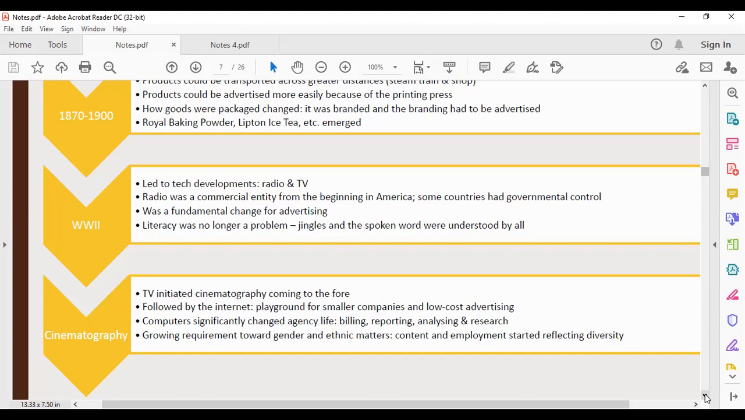Then growing requirements towards gender and ethnic matters, content and employment started reflecting diversity. So now there was a paradigm shift. There was a change. More gender-conscious advertisements were coming up. In the beginning, it was more of male domination, but now things were starting to change a bit. Even ethnic matters were changing a bit, where the Caucasian race had been dominating, but a lot of African Black people were also getting involved. And now content and employment started reflecting diversity.